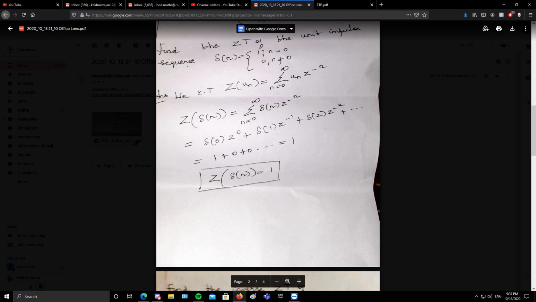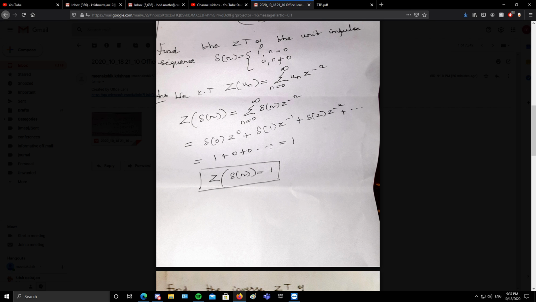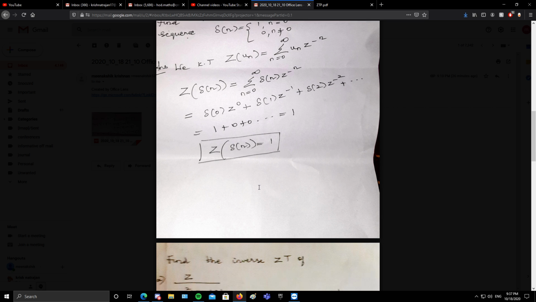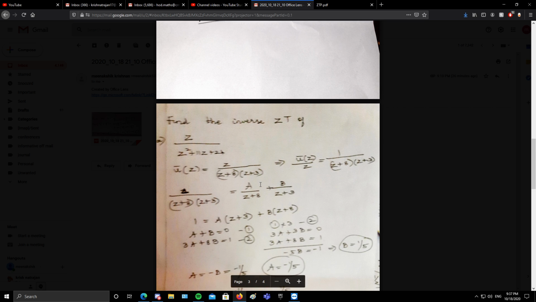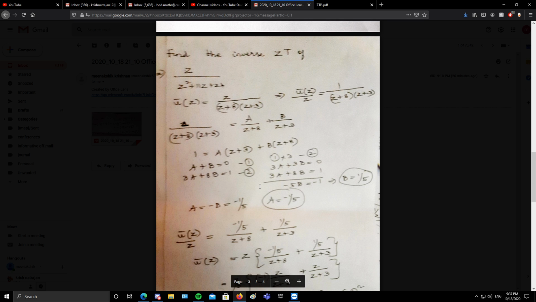But it is defined only at n equals 0. So 1 plus 0 plus 0 plus etc. that is 1. So the transform of unit impulse sequence is 1. Now we will see a problem from inverse Z transform. So the inverse is, if you know the transform, you can get the inverse.